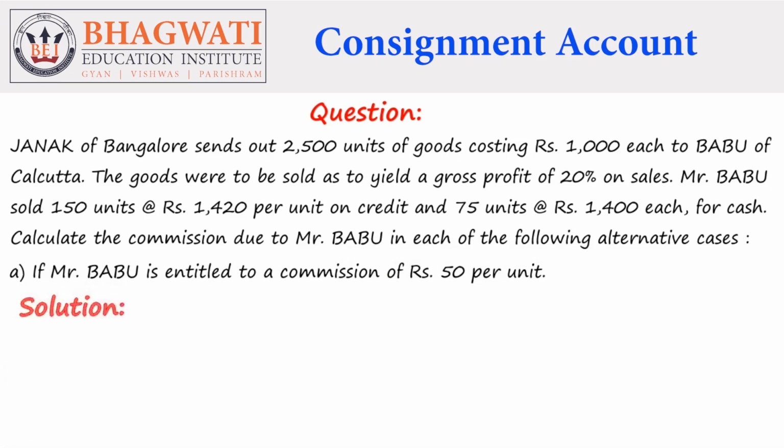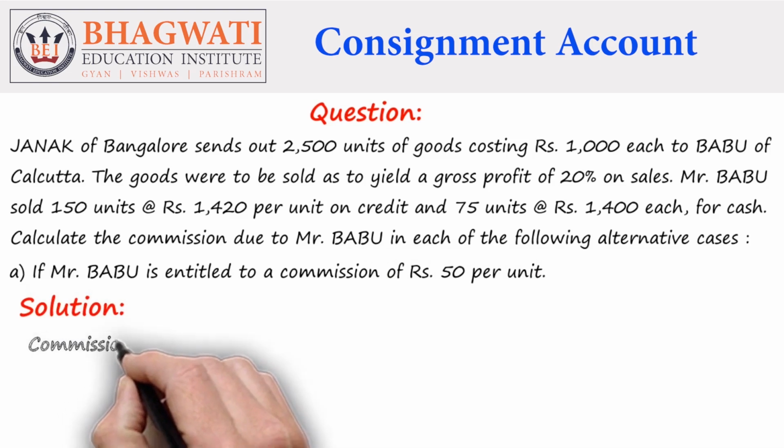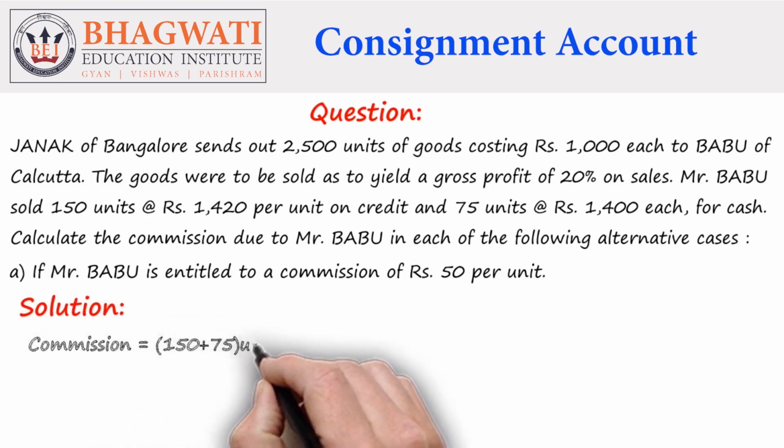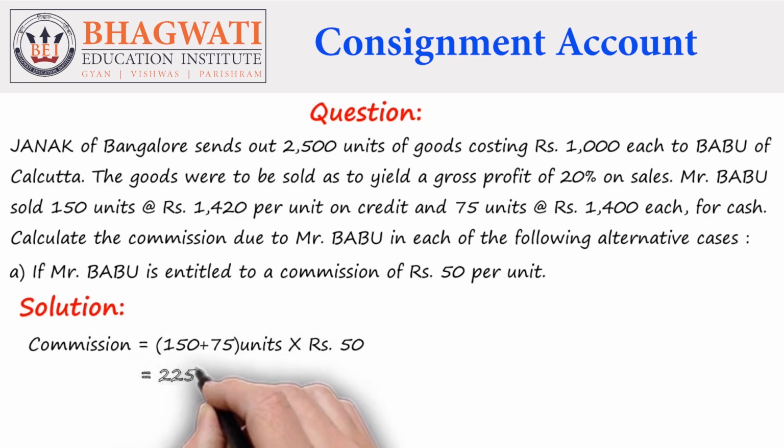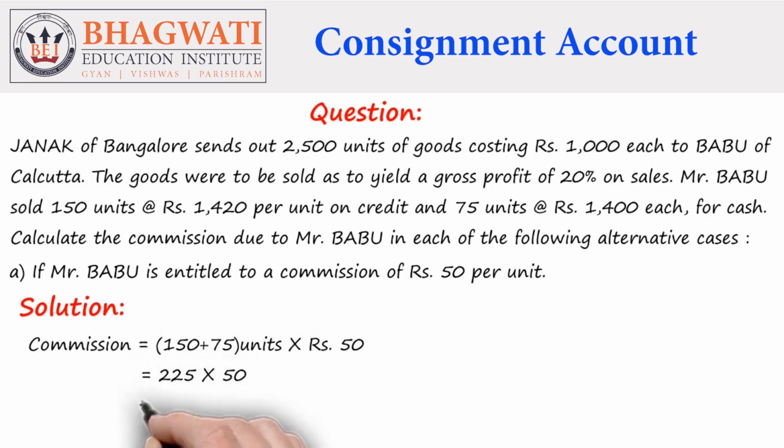Commission will be 150 units plus 75 units. Right? We have sold 2 types of units. Multiply by 50 rupees. So 225 into 50 rupees. So that will give me rupees 11,250. Easy. Let us discuss case B.